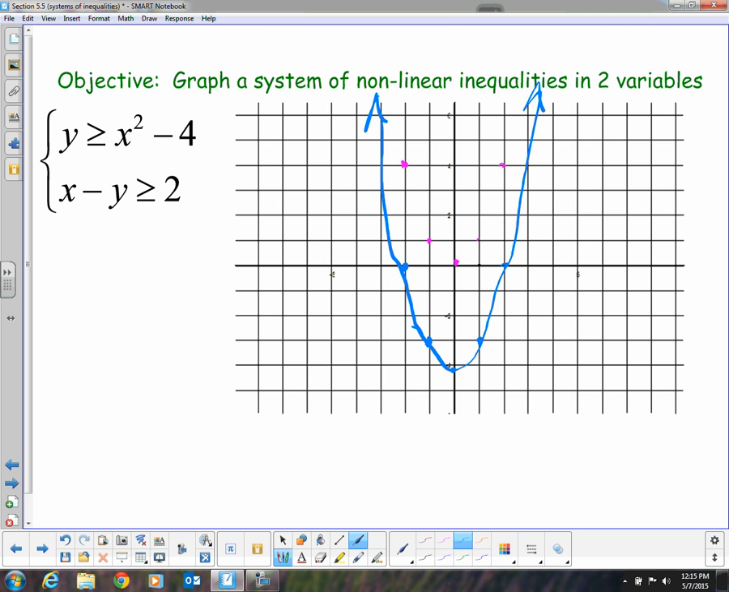All right, so let's figure out where if we shade inside or outside. If we put 0, 0 in, is 0 greater than or equal to -4? So where are we going to shade? So we're going to shade inside.